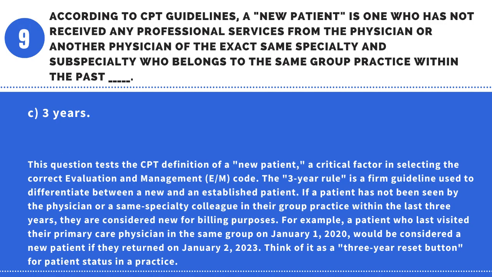Answer: C. 3 years. This question tests the CPT definition of a new patient, a critical factor in selecting the correct evaluation and management E/M code. The 3-year rule is a firm guideline used to differentiate between a new and an established patient. If a patient has not been seen by the physician or a same specialty colleague in their group practice within the last 3 years, they are considered new for billing purposes.